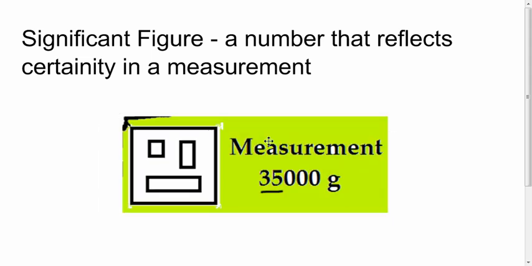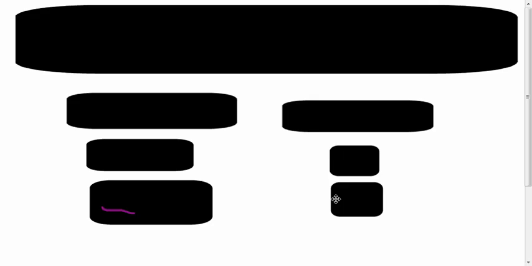Now, this measurement of 35,000 grams only has two significant figures. It's these two. They show certainty where the other three do not. Now, there are three basic rules as to what's a sig fig and what's not a sig fig.